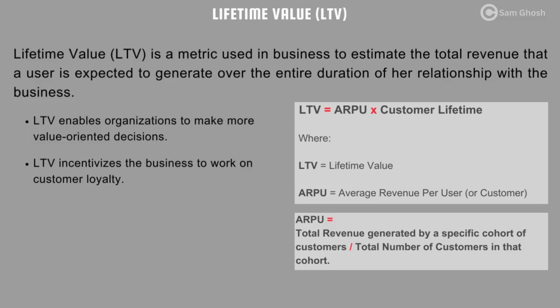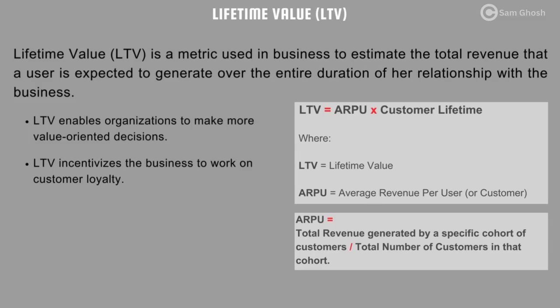Now, how can we calculate average revenue per user? We take the total revenue generated from all the customers or from a specific cohort of customers over a specific period, that is monthly or annually, and then divide the revenue by the total number of customers in that cohort. So if the total revenue is $100 million and there are 10 million customers, ARPU is 100 million divided by 10 million, that is $10 per customer.